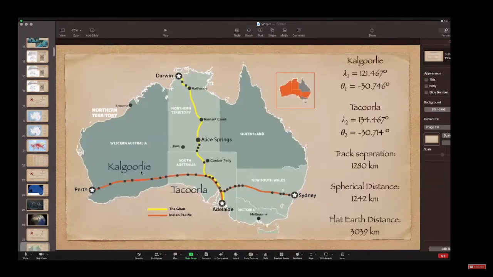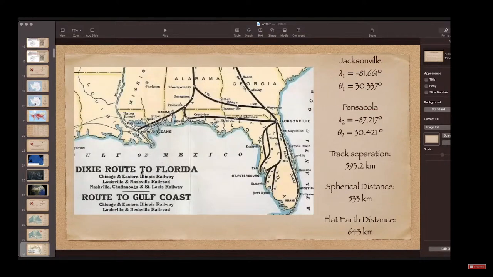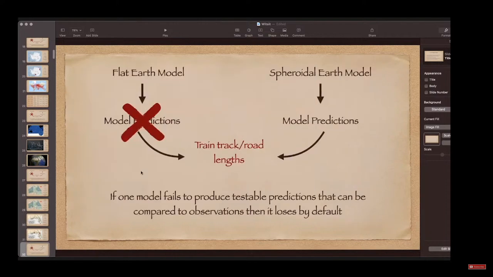Similarly, we can look at railways. So here's a physical object. The railway between Kalgoorlie and Tarcoola, we can measure the track length. It's 1,280 kilometers. If we look at the spherical distance estimate, that's 1,240 kilometers. The flat Earth estimate is 3,000 kilometers. So we can show that the flat Earth does not get that right. Similarly, we can look at Jacksonville to Pensacola. We can see that the track separation is 593 kilometers. The spherical distance is 533. The flat Earth distance 643.